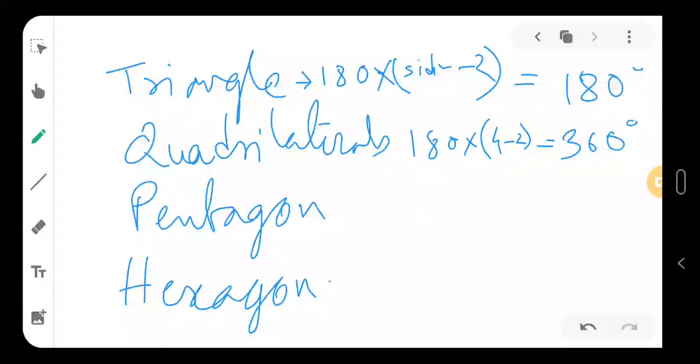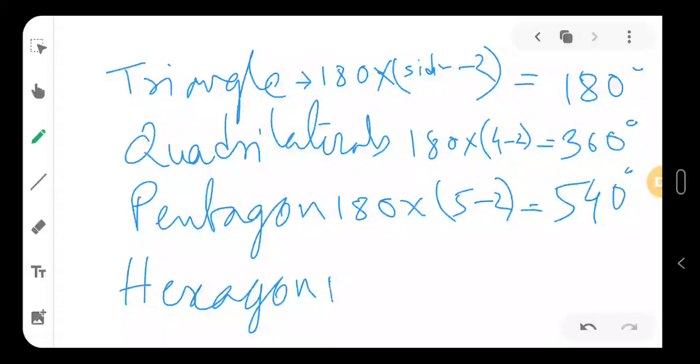That's why you don't have to find it separately for a pentagon or hexagon, but you can do it in the same way, and you can find it even for a decagon and more than that. For any polygon you can find it using this formula. This will be 180 into 5 minus 2, that is 540. You have 180 into 6 minus 2, that is 720.